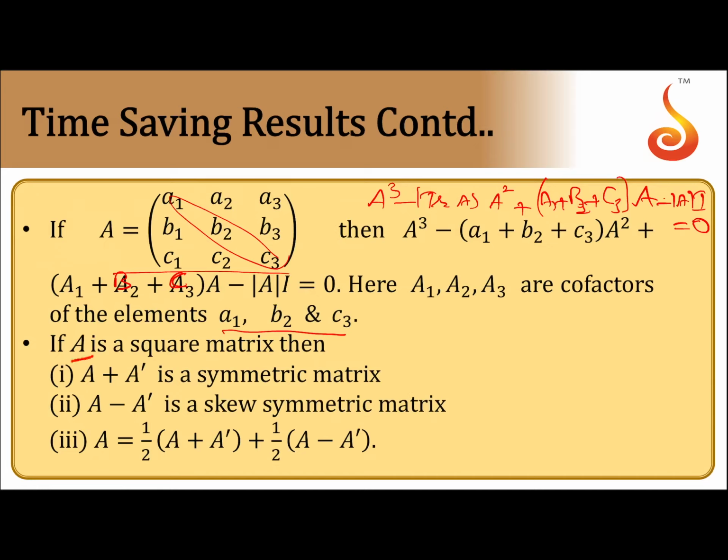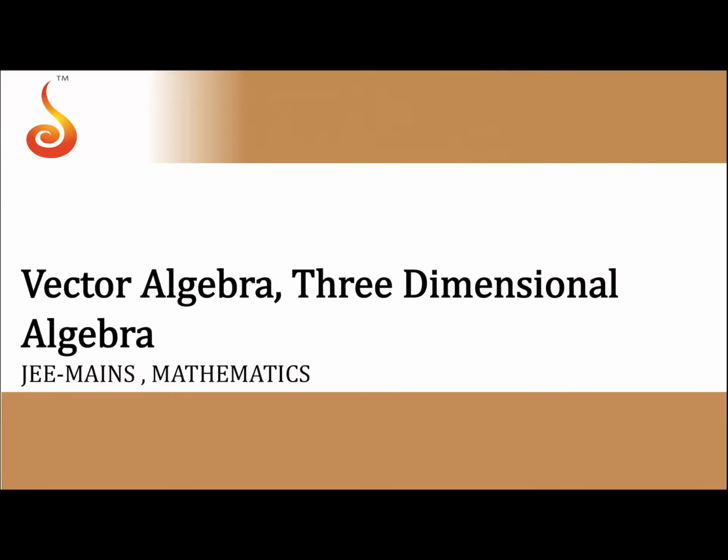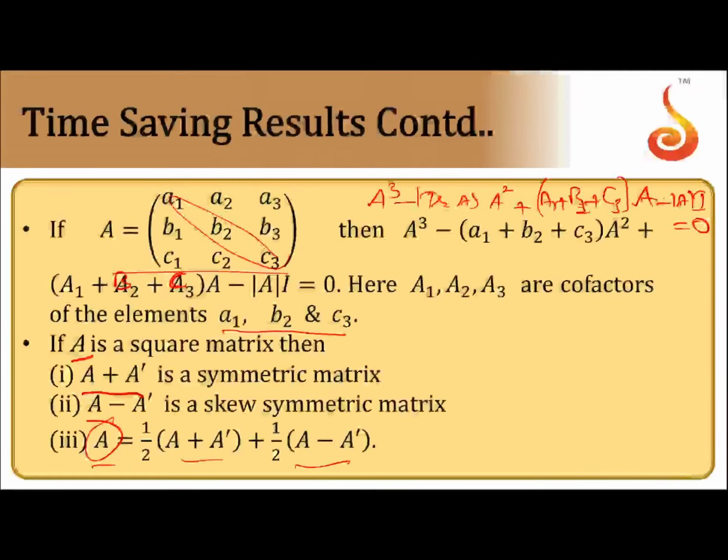If A is any square matrix, then A plus A transpose is symmetric, A minus A transpose is skew-symmetric, and the sum of these two is nothing but A. That means if A is any square matrix, it can be expressed as a sum of symmetric and skew-symmetric matrices. That's about a few points related to matrices.